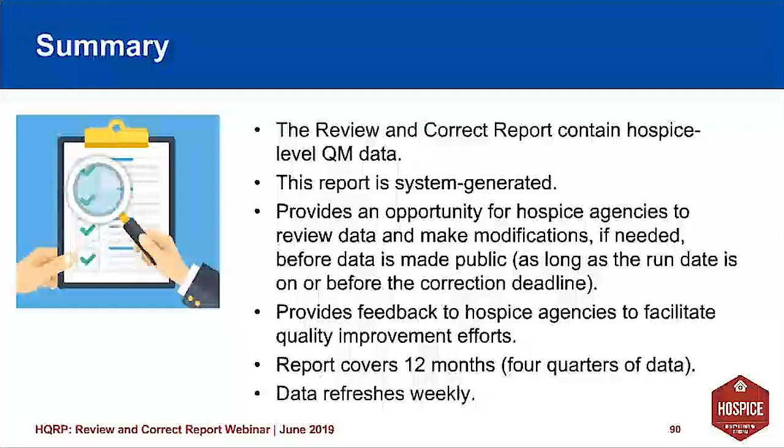Okay, so let's summarize. The Review and Correct report contains hospice-level QM data. This report is user-generated. It provides an opportunity for hospice agencies to review the data and make modifications if needed before the data is made public, as long as the run date is on or before the correction deadline. It provides feedback to hospice agencies to help facilitate quality improvement efforts, and it covers 12 months, 4 quarters of data. And the data refreshes weekly on Mondays.